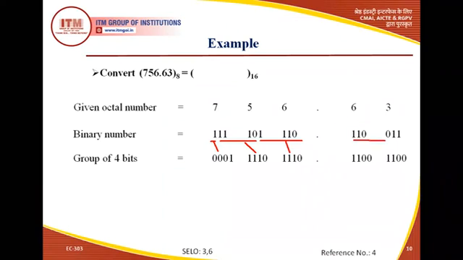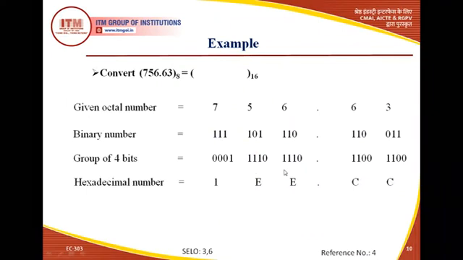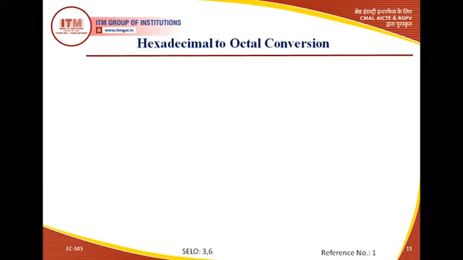Similarly, in the fractional part, the first group is 1100, then 1100. So that is the first group and that is the second group. Now note down its equivalent hexadecimal number. So we get 1 for 0001, E for 1110, E for 1110, C for 1100, C for 1100. So the equivalent hexadecimal number of the given octal number 756.63 is 1EE.CC. Okay, so in such a manner we can convert an octal to hexadecimal.